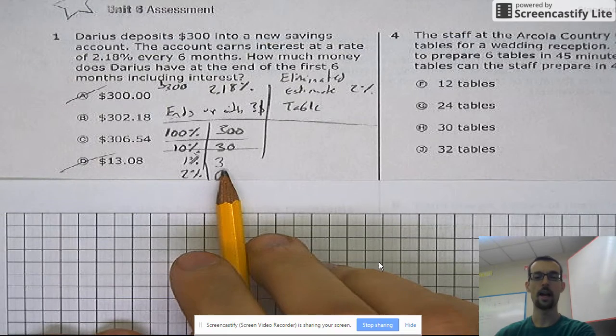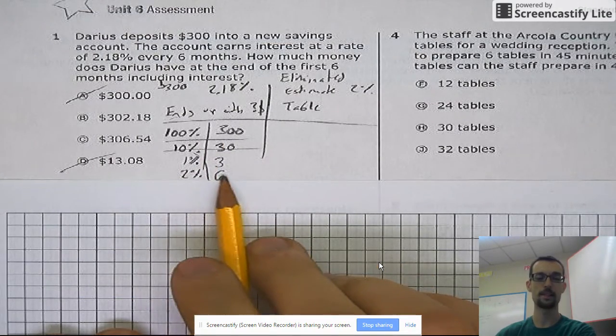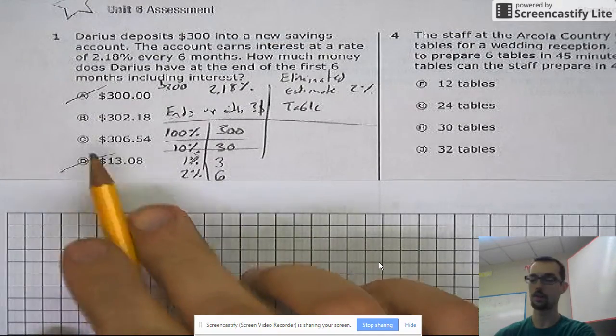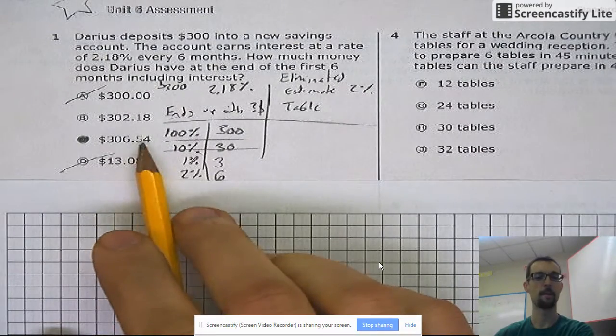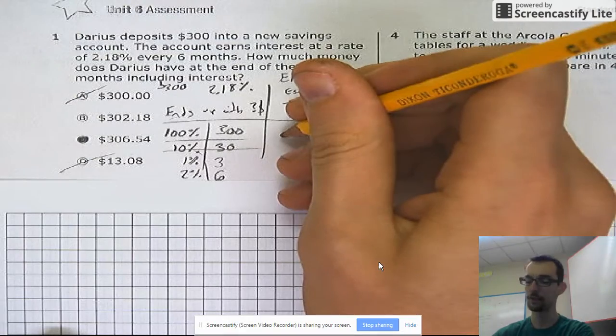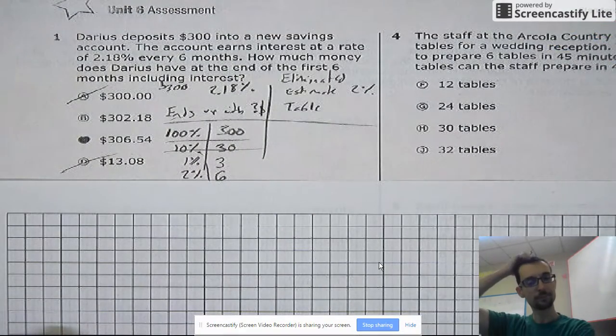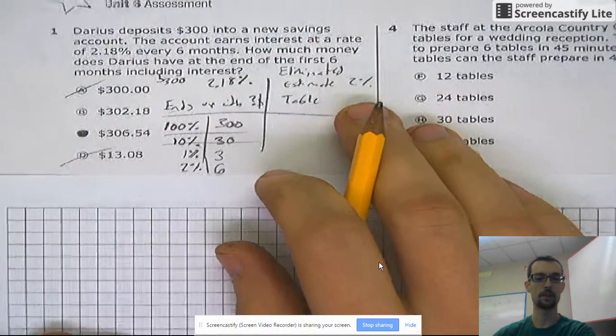So I would estimate that Darius will end up with the $300 that he started off with, plus 2%, $6, which would be choice C right there. Okay? Perfect. And just to make sure my answer makes sense, he should end up with more money than he started off with. That's true. Very good. There it is. Okay, I think it works.